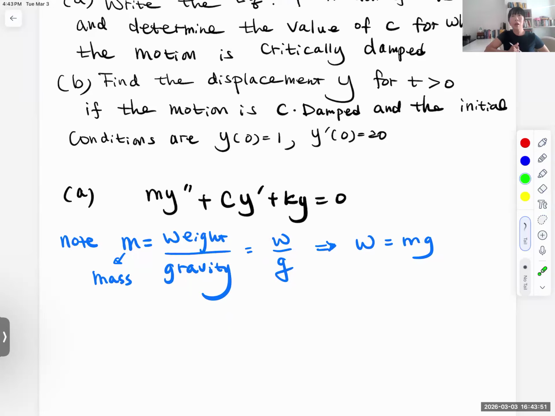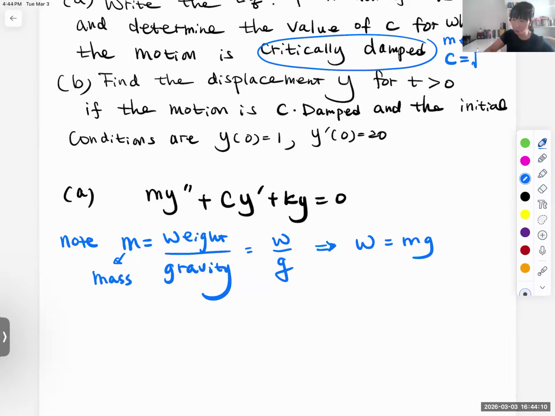Now, because we want to know about m first, we need to find c. Critically damped means c equals the square root of 4 times m times k. So we have to know what m is and what k is. So m equals weight over gravity.